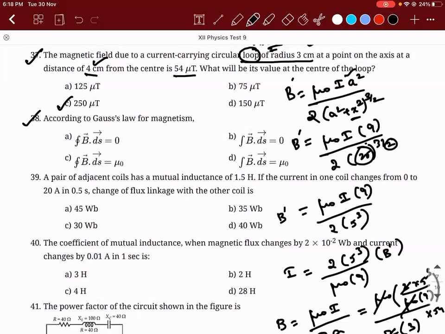Okay. 38. According to the Gauss law of magnetism, directly you can say 38. Answer is A. 39th. A pair of adjacent coils has a mutual inductance of 1.5 Henry.